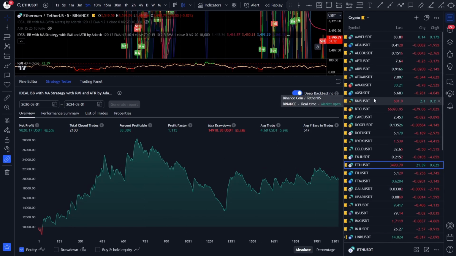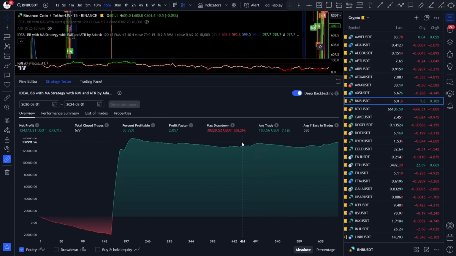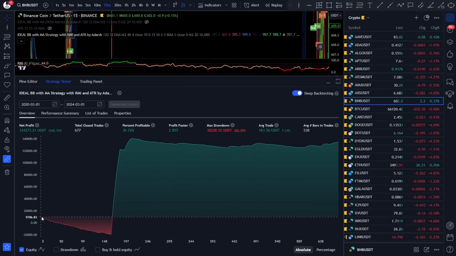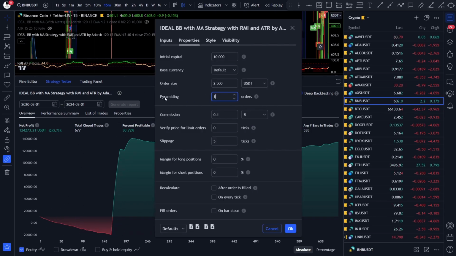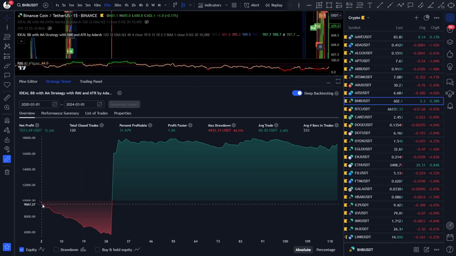And now let's see, for example, BNB, back on the 15 minute. It is profitable, but we have a 300% maximum drawdown. And that's because we allow stacking trades up to 20, which is the pyramiding option right here. That can result in huge drawdowns. So what if I change it to 1, which makes it a 1 trade at a time strategy? Let's see. Now again, we still have a huge drawdown. And a huge win too, but now it's only a 44% maximum drawdown.